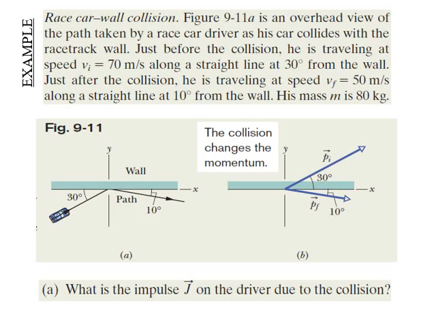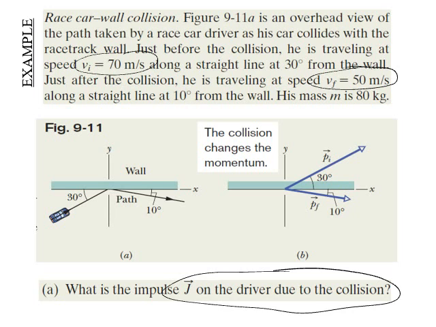It says, let's take an overhead view of the path taken by a race car driver as his car collides with a racetrack wall. Just before the collision, he's traveling at a speed of v initial equals 70 meters per second. Pretty reasonable. They're definitely going over 100 miles per hour. They're along a straight line at 30 degrees from the wall. Just after the collision, they're traveling at a speed of 50 meters per second along a straight line at 10 degrees from the wall. So their speed has slowed down, but really not too much, maybe from like 150 to 100 miles per hour or something like that. And the question is, what was the impulse on the driver due to the collision?